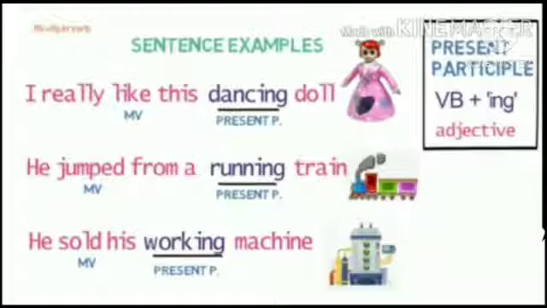Second example, he jumped from a running train. Now jumped is the main verb. What type of train? Running train. So what is running? Running is acting as an adjective. So it is what? It is a present participle. Now the third sentence, he solves his working machine. What type of machine? Working. Therefore, in this sentence, working is a present participle.